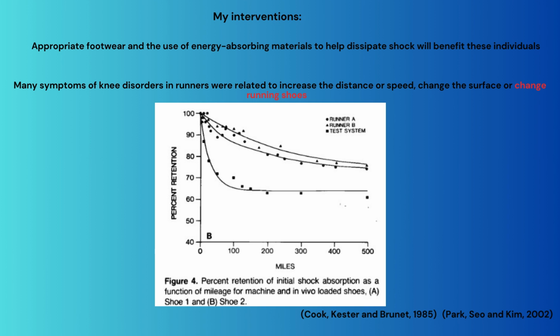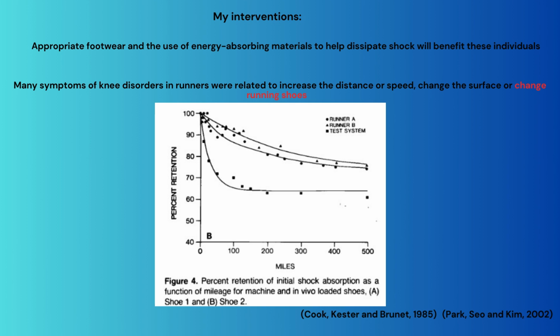The appropriate footwear, according to Cook and Park, and the use of energy absorbing materials to help dissipate the shock will benefit these individuals. Many symptoms of knee disorder in runners were related to an increase of the distance, speed, change of the surface, or change of the running shoe. So the running shoes play a big impact here. That's what we're going to see in the picture attached.